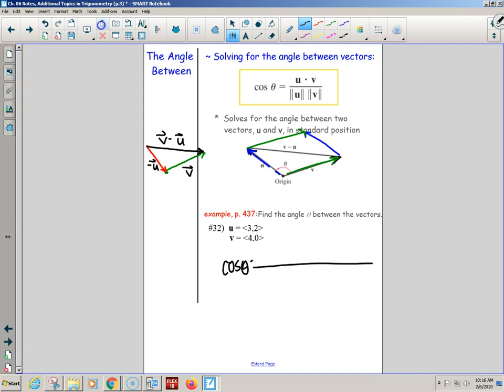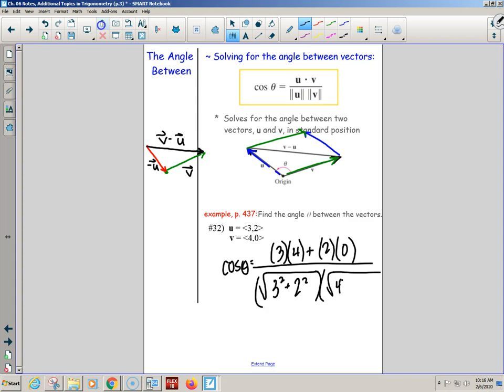So, cosine of theta is equal to... Let's practice. Dot product of this guy. Wouldn't that be 3 times 4 plus 2 times 0? We're going to be practicing dot product. Yep, just going to be 12, all over the magnitude of this one. Isn't that the square root, the Pythagorean theorem, of 3 squared plus 2 squared? Times the magnitude of the other.